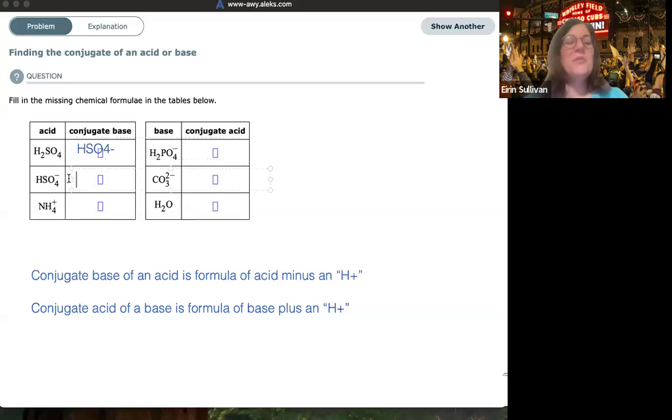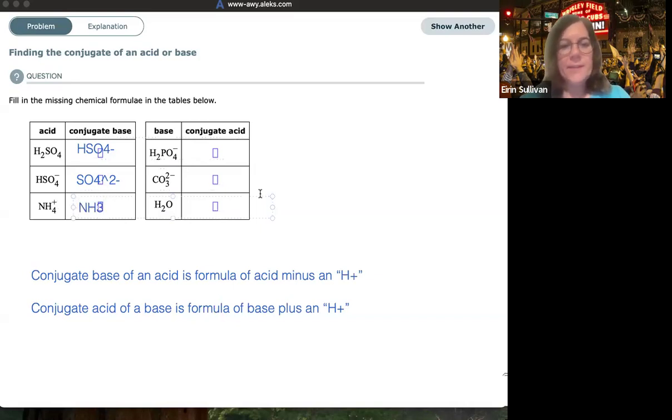HSO4 minus. If we lose another proton from that, remember you've got to take off the hydrogen and a positive charge. So it'll be SO4, and then the charge on that will be 2 minus. That's the sulfate anion, right? You can see those oxyanions and how they're related to acids. NH4 plus, the ammonium cation. If we lose an H plus, we'll just end up with NH3.